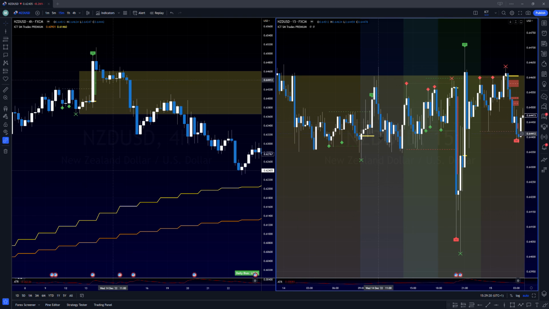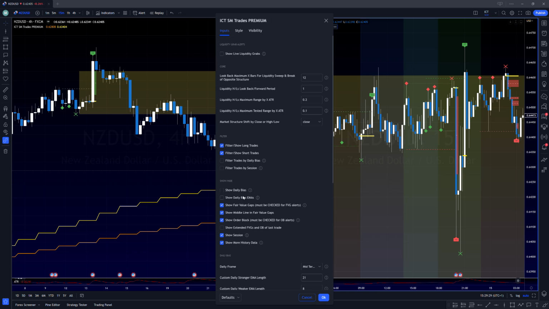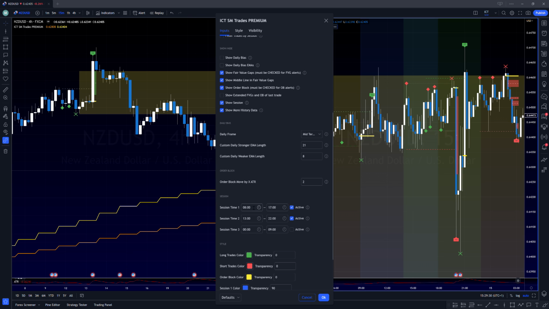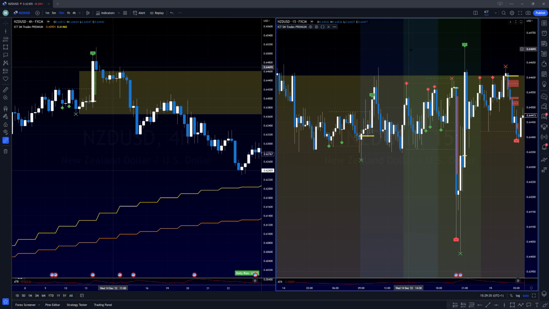As we can see, the entry would be in the London session, which is marked with this blue background, because I have turned off show session, and London session and New York session by default is active. Okay, so this is the liquidity grab, market structure shift, and because we have no fair value gap, we would enter on the order block.